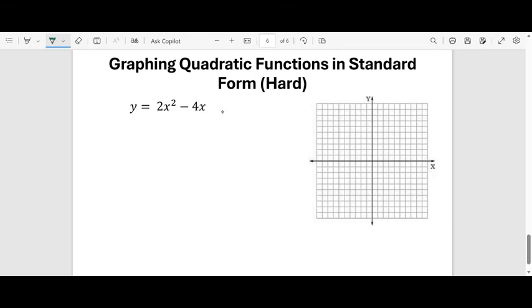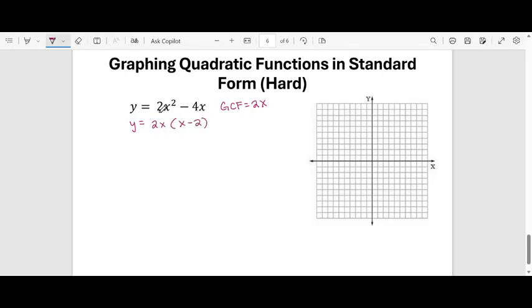My first recommendation for solving this is actually going to be for you to factor it. This is factorable because our greatest common factor between these two terms is 2x. See how they both are divisible by 2, and both terms have an x in it? That means you can pull a 2x out. So I'll say y equals 2x times x minus 2.